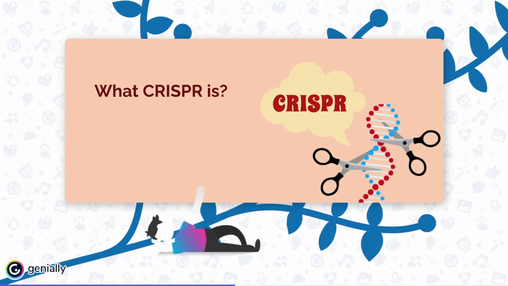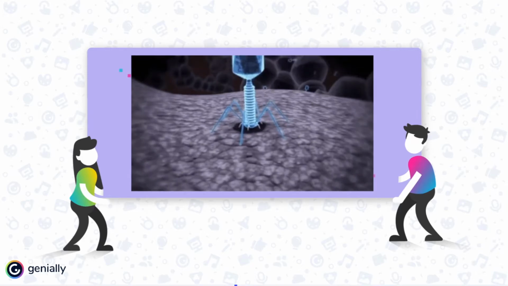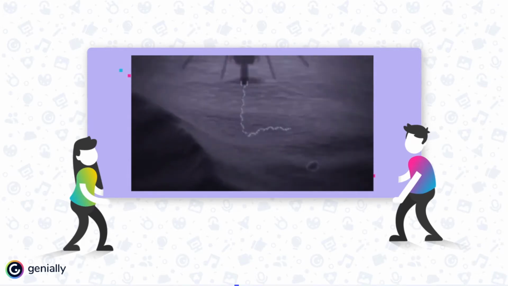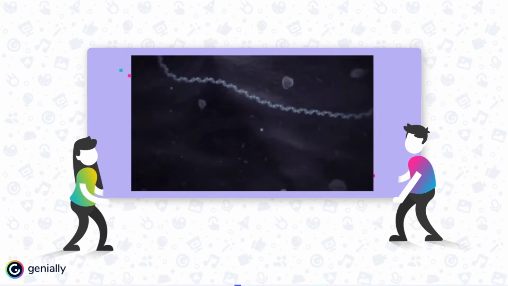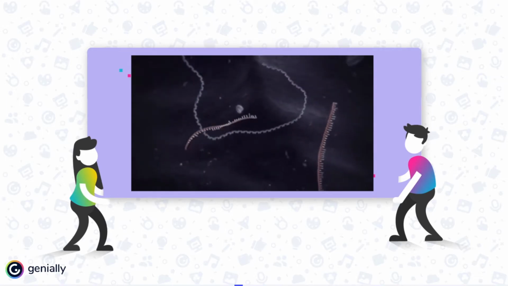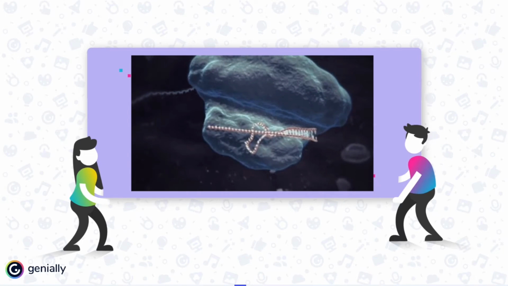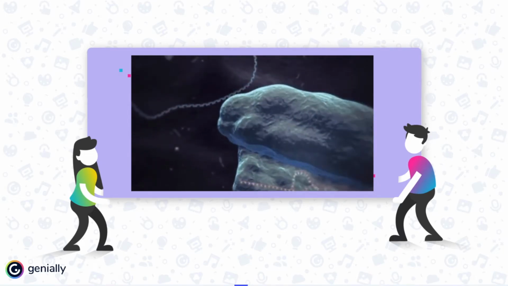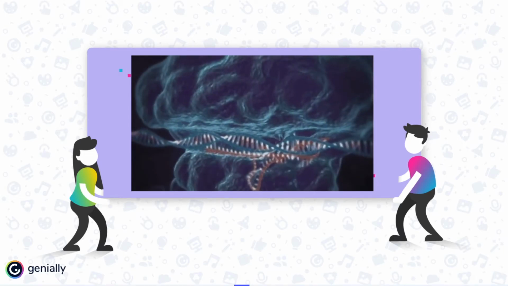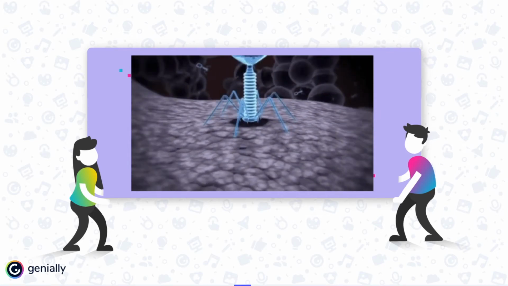What is CRISPR? CRISPR stands for Clustered Regularly Interspaced Short Palindromic Repeats. They are elements that bacteria use as an immunity mechanism that gives them protection against viruses. They are short sequences that derive from previous viral infection and have been incorporated into the bacterial genome.